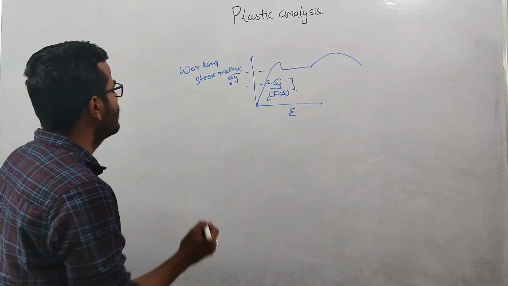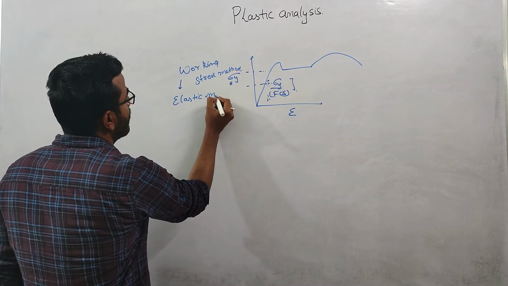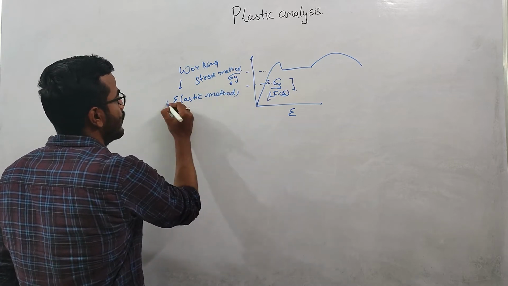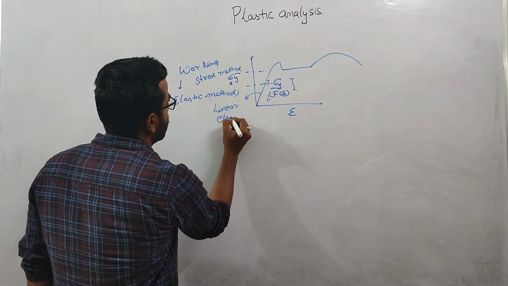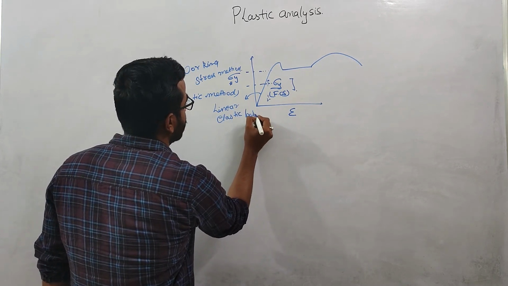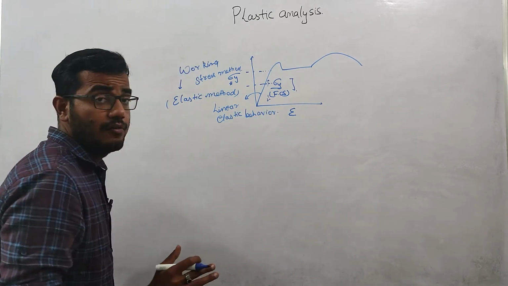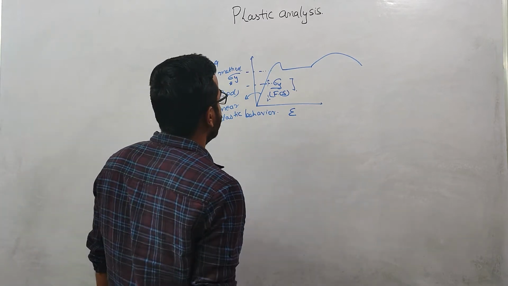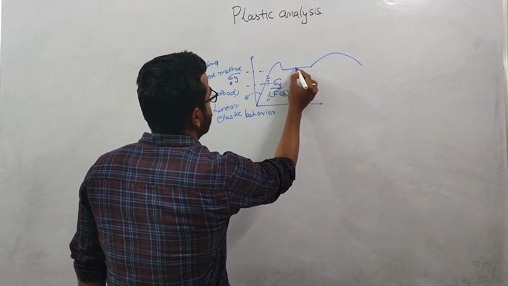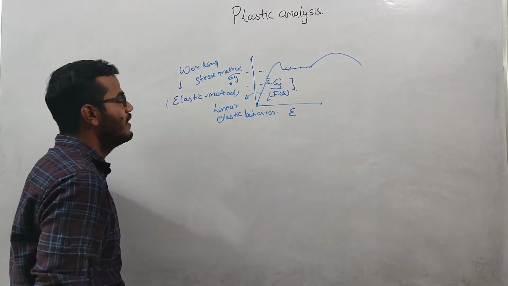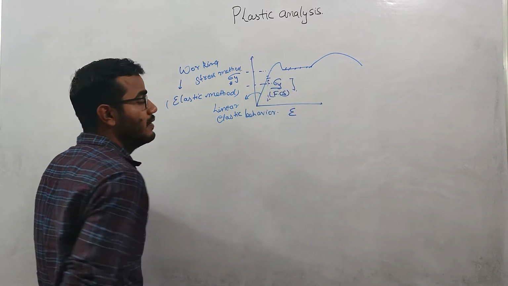Anywhere in the beam or the structure, the stress will not cross this value. So the working stress method is basically the elastic method, because we are in the elastic range. This is the linear elastic behavior. Now you can see that we are underestimating the strength of the member, because we can use this part also. We are limiting the allowable stress up to this point, but we are not using this strength of the material.